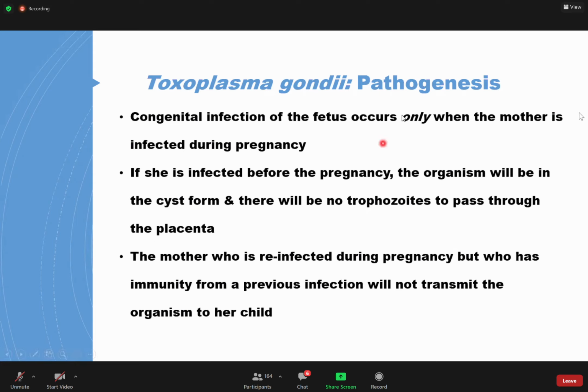So although it's active, it's not allowed to move around, okay? So if a woman has been exposed before getting pregnant, she would have produced antibodies against the antigens of the parasite, and the T cells would have controlled replication of the parasite. As a result, she does not pass the parasite onto the baby. Even if she gets reinfected in another pregnancy, there's always a memory component to the immune response. That memory response will prevent her from transmitting this parasite onto the baby.